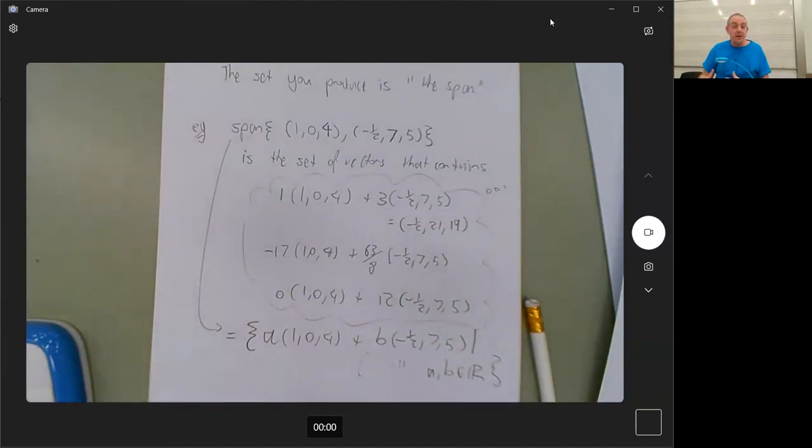So the act of spanning is to take the vectors you've got and to find all the possible linear combinations, which means multiplying by scalars and adding them together in all the possible ways and coloring in all of those points. And the object that you have when you color them all in is the span of those two vectors. Okay.